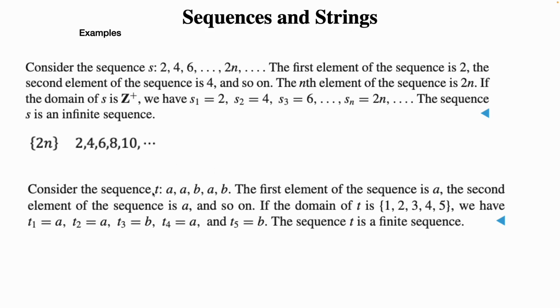Consider this sequence, a sequence T: A, A, B, A, B. So a sequence doesn't necessarily have to be a list of numbers. It can be a list of letters or a combination of letters, numbers, whatever, because it's just a list. The first element of the sequence is A, the second element is A, the third is B, the fourth is A, the fifth is B. If the domain is 1, 2, 3, 4, 5, then T1 is A, T2 is A, T3 is B, T4 is A, T5 is B. So the sequence T is a finite sequence.